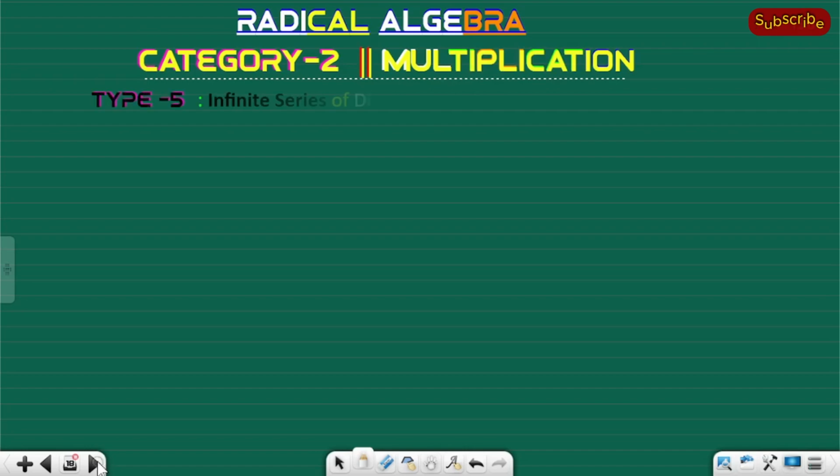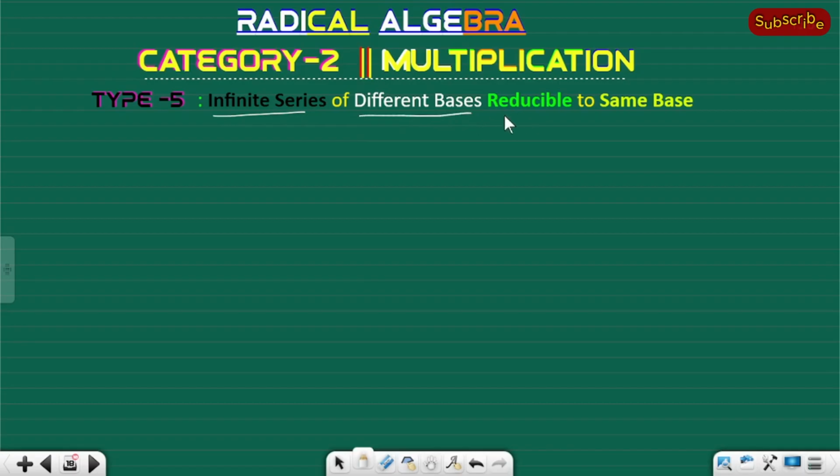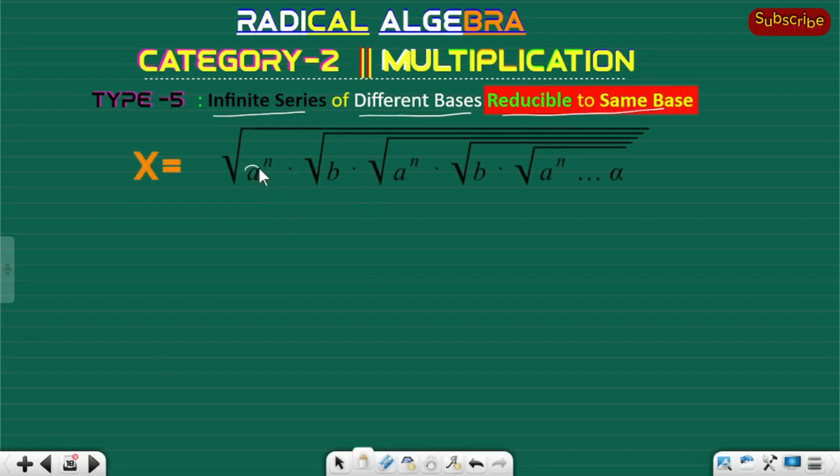Now let's check different infinite series, with different bases reducible to the same base. In the previous one we had the same base, x. Here it may be x, a, b, x, y. Let's see. The base will not be the same here. See, here the base is A, here the base is B, here A again, here B again, A and B alternate up to infinity.